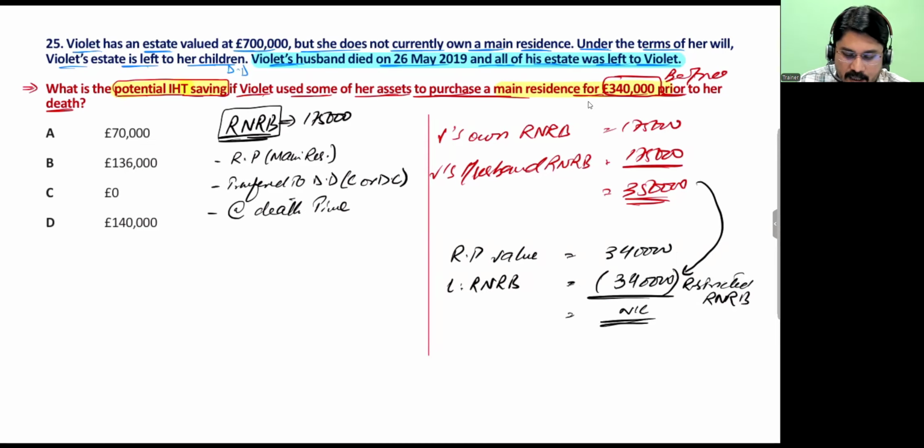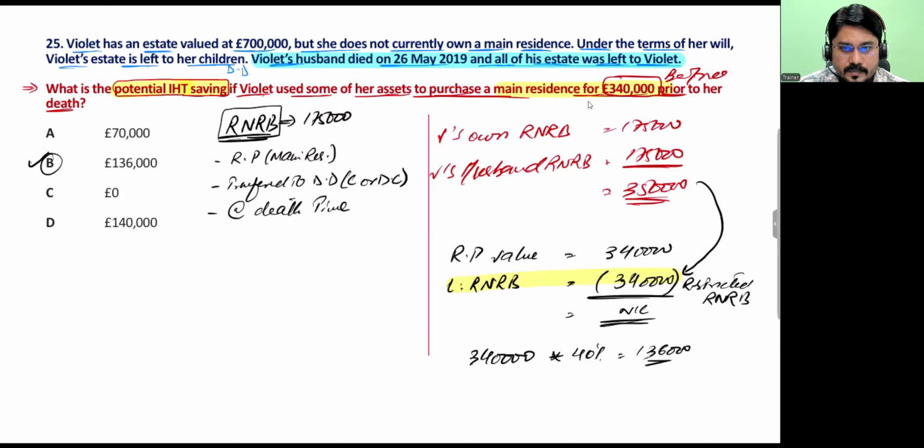It means that due to the availability of the residential nil rate band, IHT would be saved. From the estate value, 340,000 is an additional residential nil rate band which can be claimed, so IHT would be saved at 40%. So 340,000 times 40% gives us a tax saving of 136,000. So B is the correct answer.